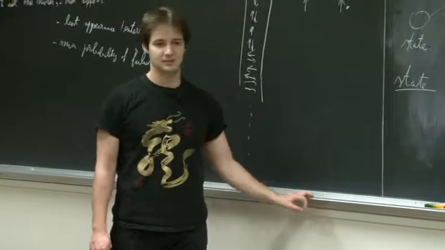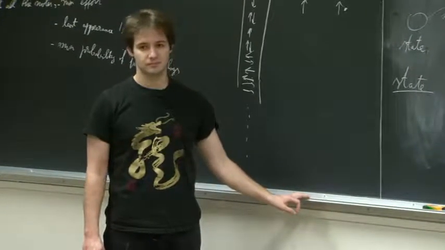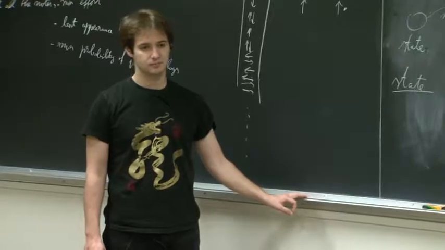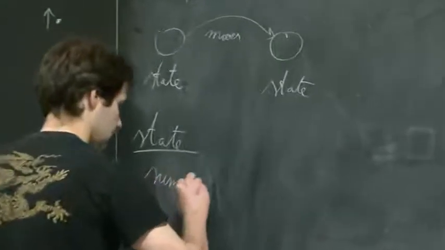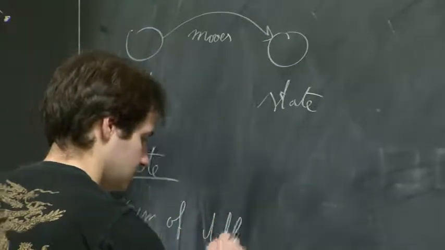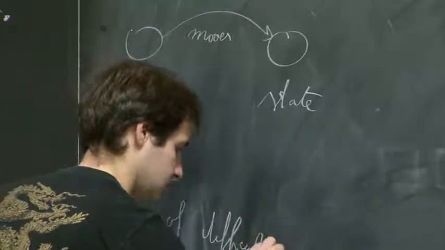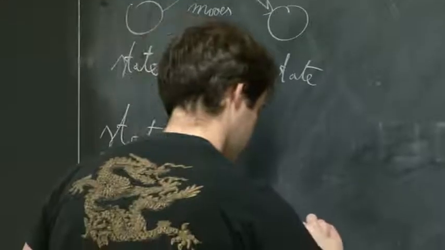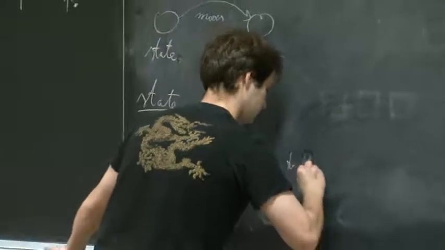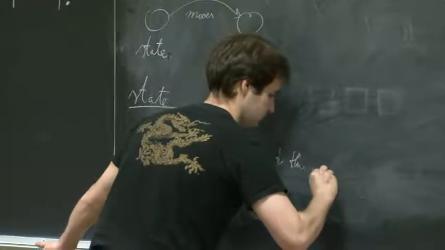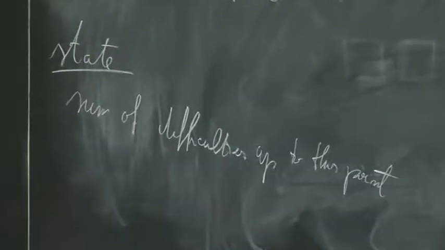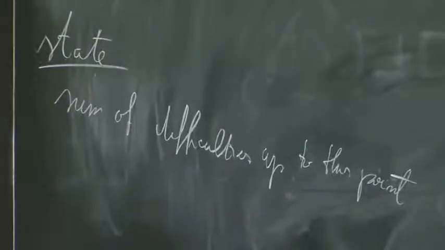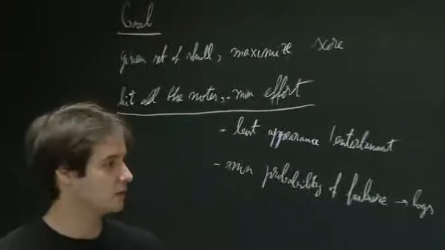What's in a state? The sum of the difficulties up to that point. Okay. The sum of the appearance factor, if we're including that, or are we only doing? So we're doing this. Effort. Yeah. Okay, we're minimizing effort.